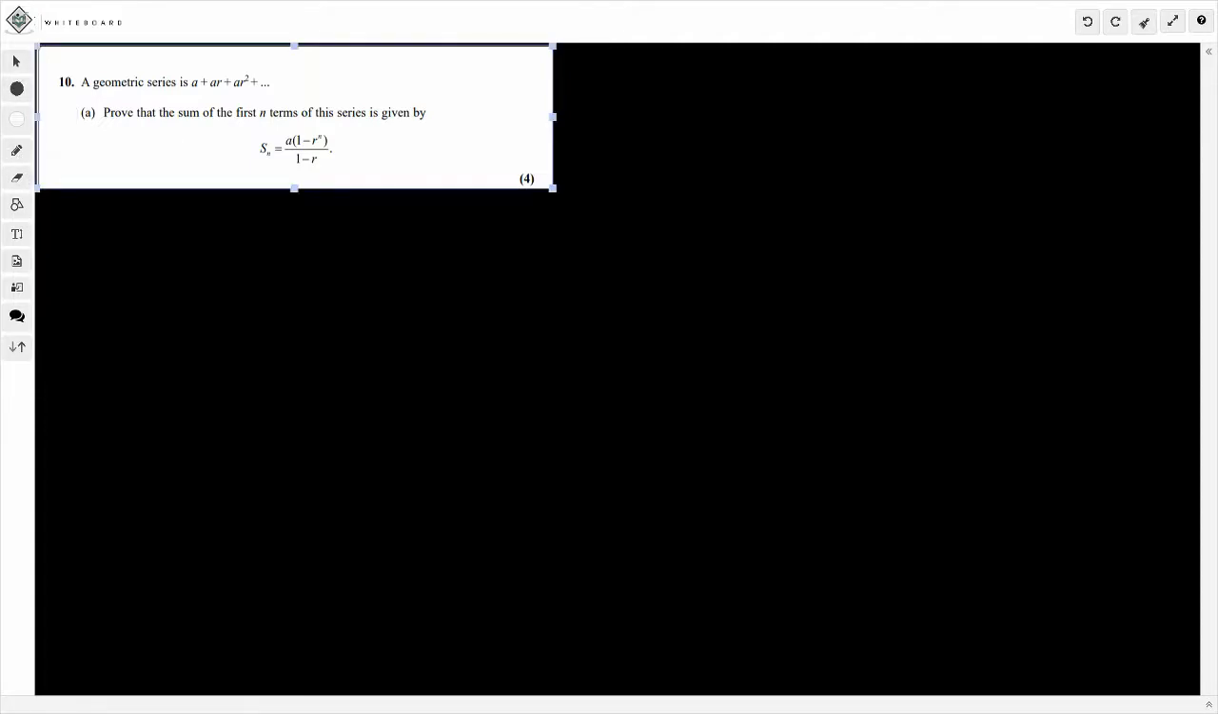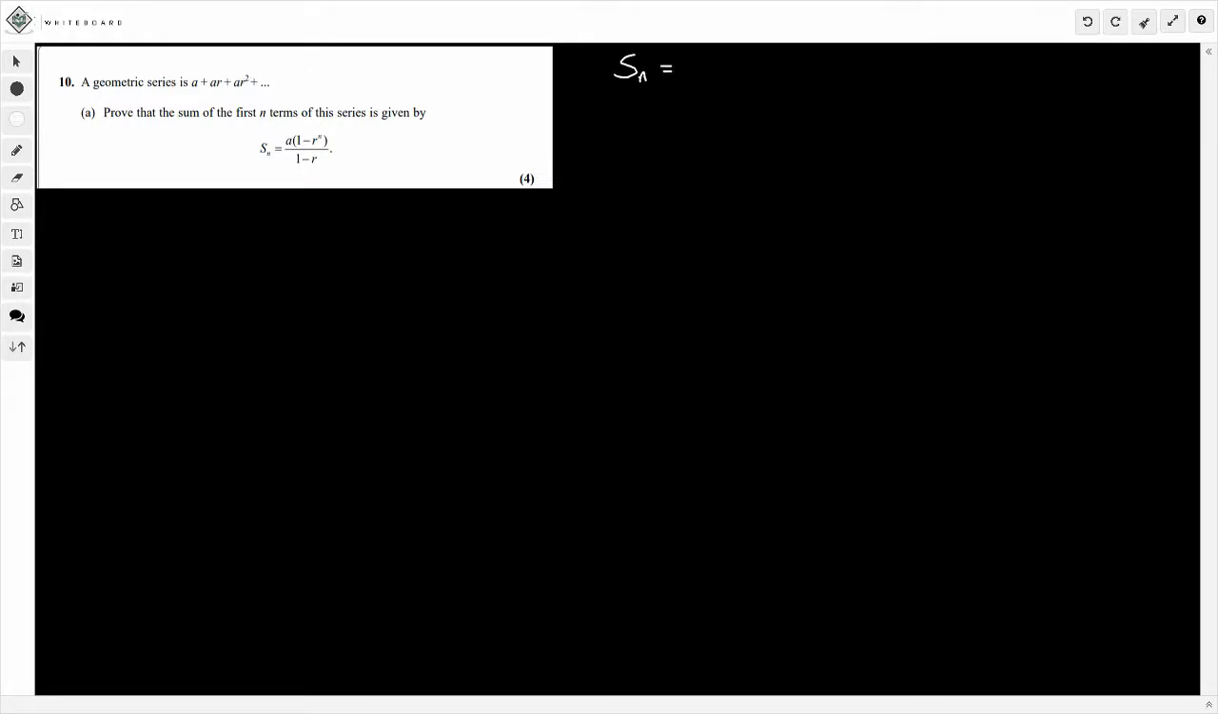What we've got to consider is forming two sequences. The first one is told to us here. A geometric series is a + ar + ar squared. That's just how a general geometric series will work. So let's write that down as Sn, the sum of the first n terms.